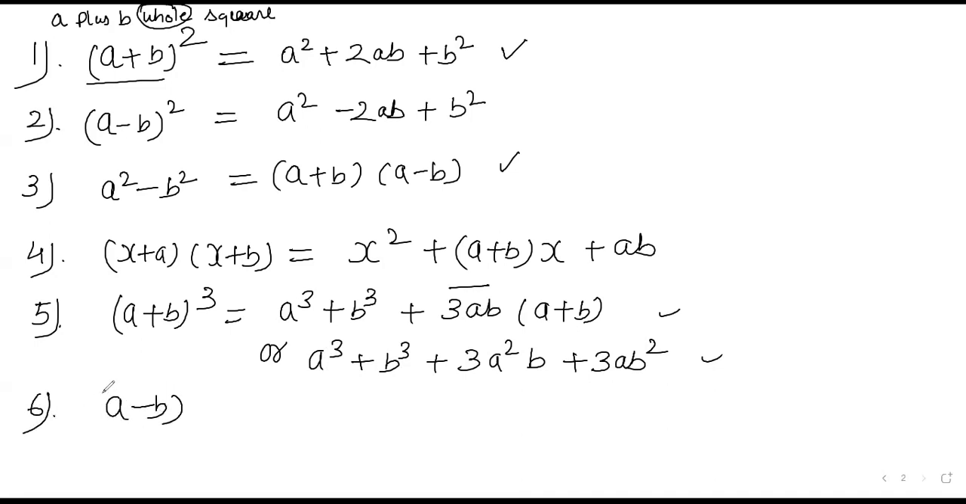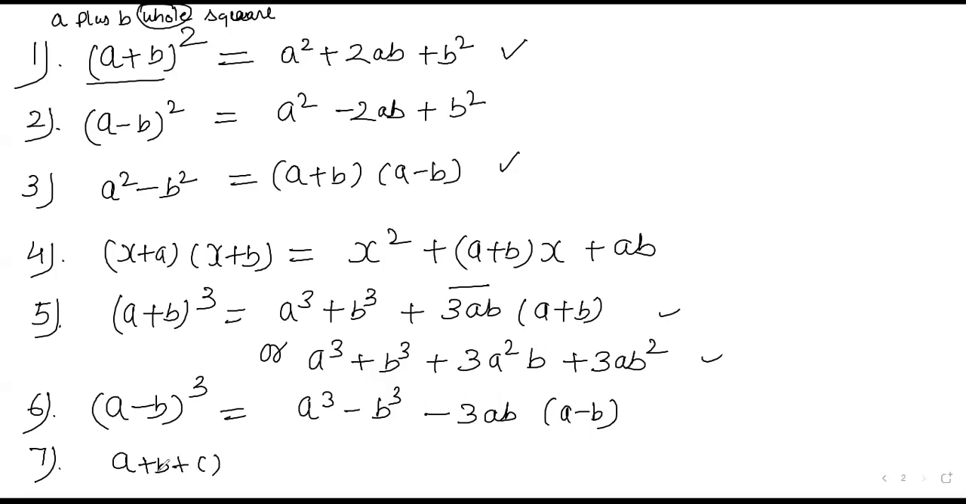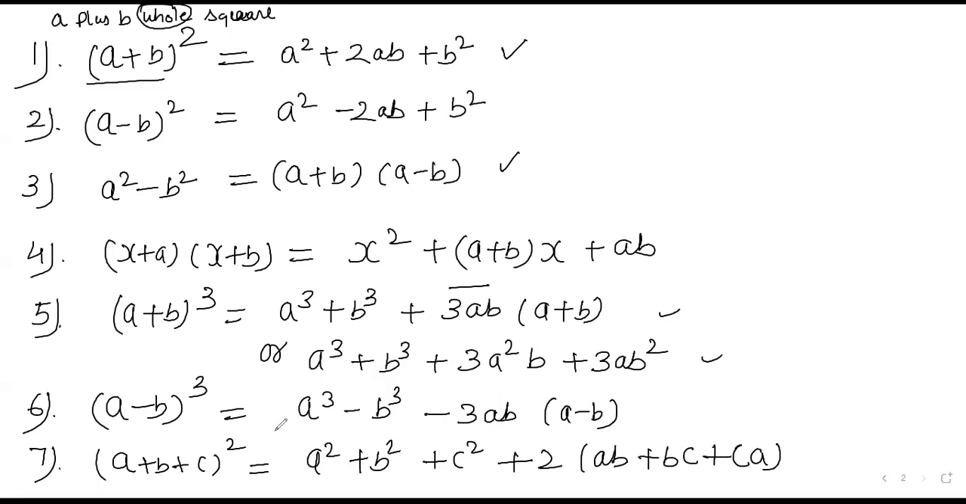Now a minus b whole cube: a cube minus b cube minus 3ab in bracket a minus b. And seventh one, that is a plus b plus c whole square. That will be given as a square plus b square plus c square plus 2ab plus bc plus ca.